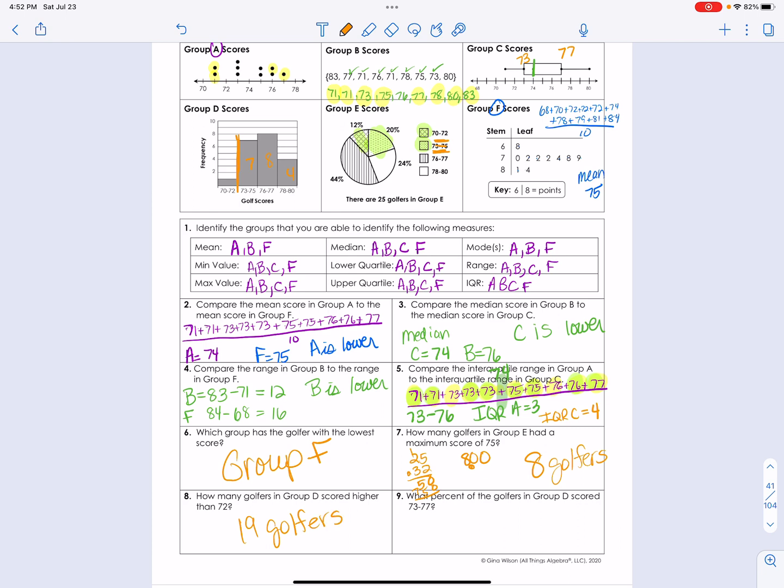What percent of golfers in group D scored a 73 to a 77? So let's take a look at that. A 73, which is here, to a 77, which is there, which is 15. And the total is 20. So 15 out of 20. This would be easy to turn to a percentage because if you multiply the top and the bottom both by 5, you get 75 out of 100. So that's 75%. So 75% of them scored 73 to a 77. So it's just using the graphs.